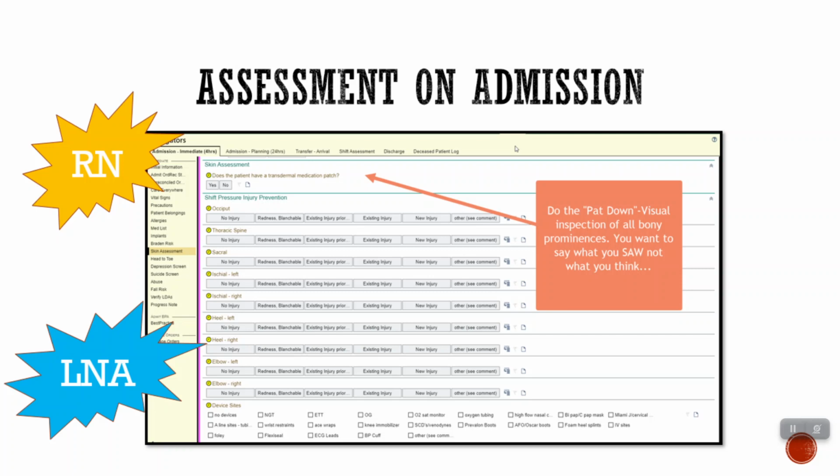So if you see something, grab your RN, grab your LPN, and bring them in and say, you know what, I've seen something right on their hip. Their heels don't look right, or their sacrum doesn't look right. So please come and assess that, and that would be your nursing partner. Now the first initial assessment on admission would be that RN.